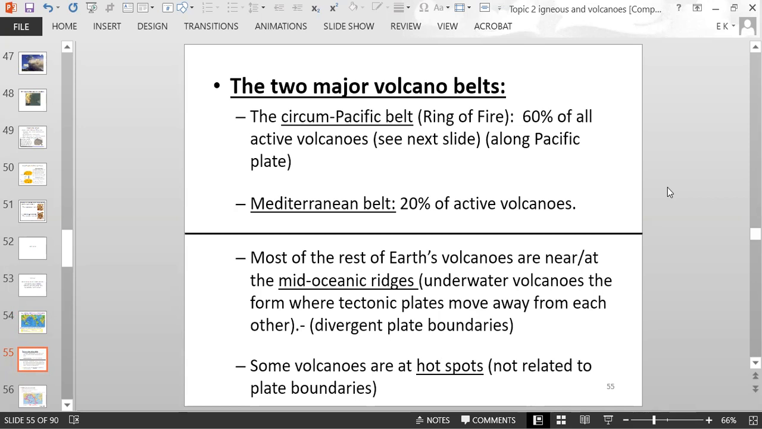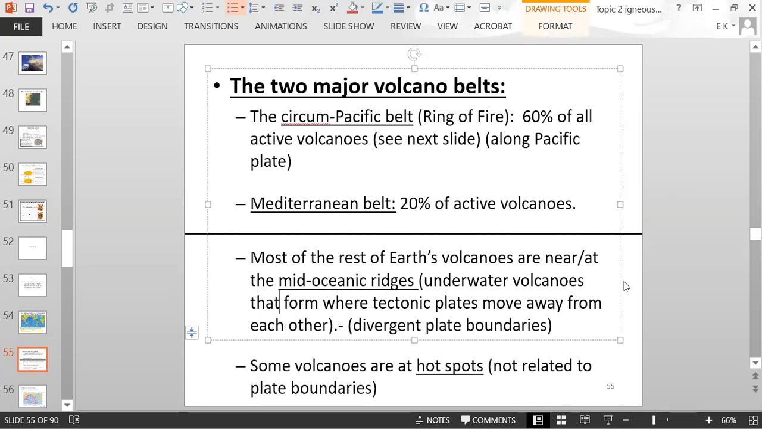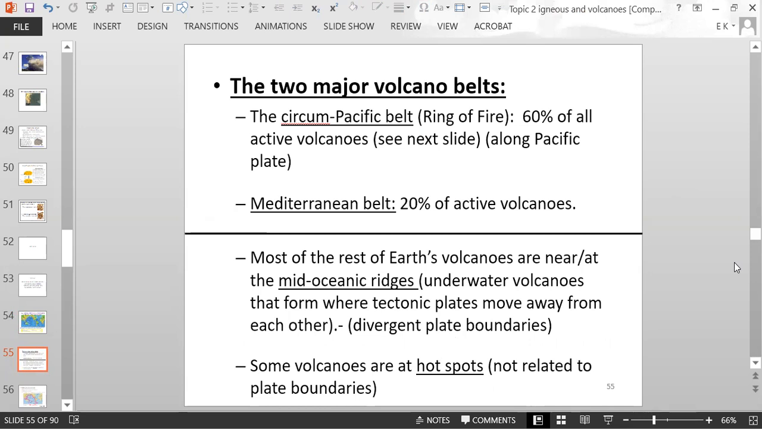Most of the rest of Earth's volcanoes are near or at the mid-ocean ridges, which are underwater volcanoes that form where tectonic plates move away from each other. Some volcanoes are at hot spots, which are not related to plate boundaries. For example, Hawaii.